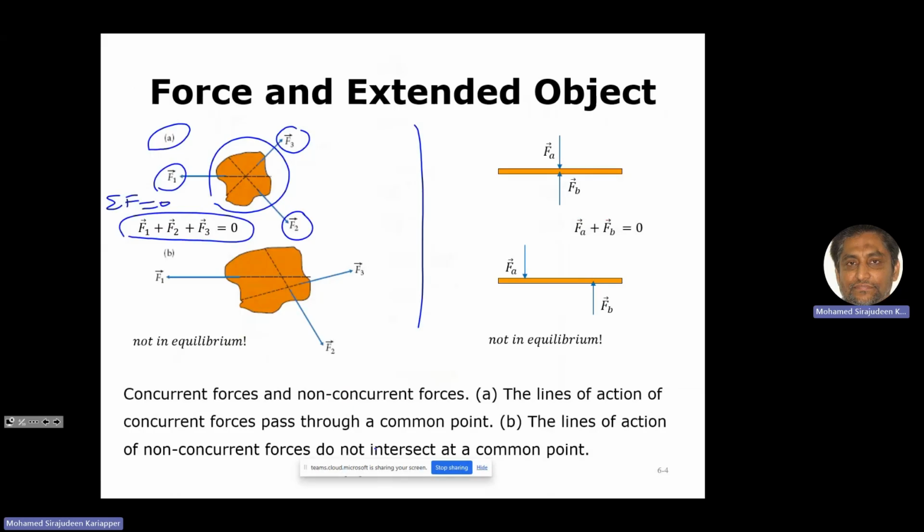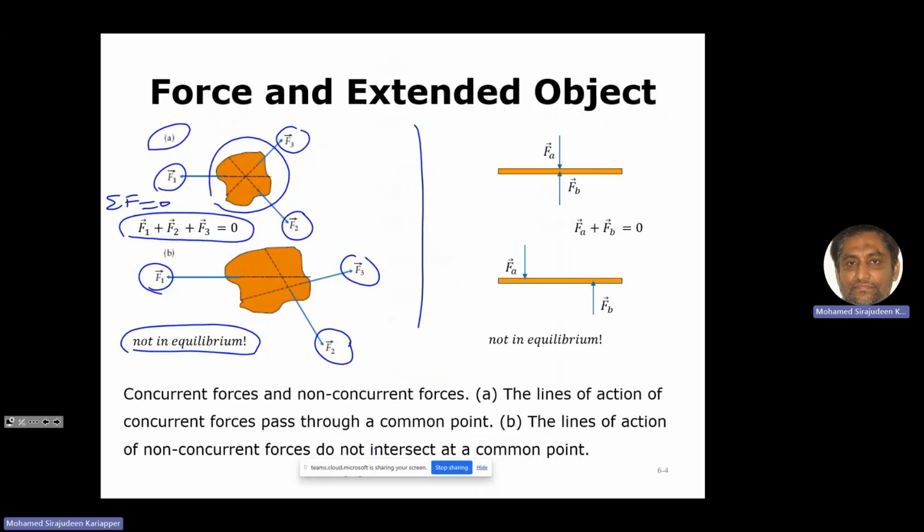Good. We apply the same 3 forces here. Maybe the same object or a different object, it does not really matter. Let's say the same object. But here it will not be in equilibrium. Can you tell me why? What's the difference? It's the same 3 forces and the net force is 0, but in A it is in equilibrium, and in B it is not in equilibrium.